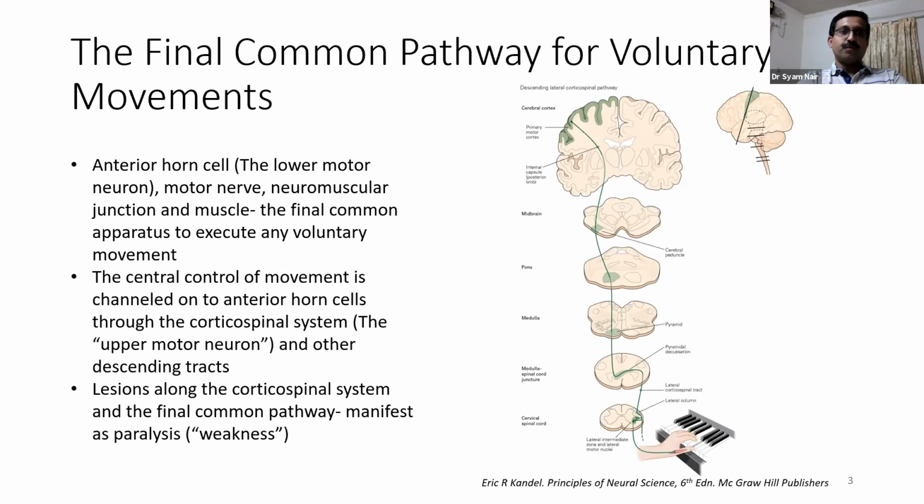The central control of movement is channeled onto the anterior horn cells through the corticospinal system, which is also called upper motor neuron, and other descending tracts. There are other tracts which descend onto the anterior horn cell, like the tectospinal, vestibulospinal, and reticulospinal tracts. These also exert influence on the anterior horn cells. The terminology upper motor neuron is sometimes loosely used to indicate both the corticospinal as well as the other descending tracts. Lesions along the corticospinal system and the final common pathway manifest as paralysis or weakness.